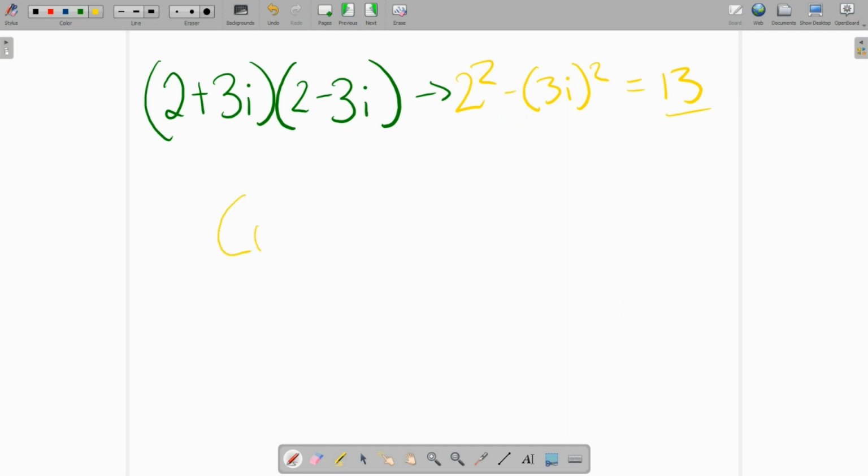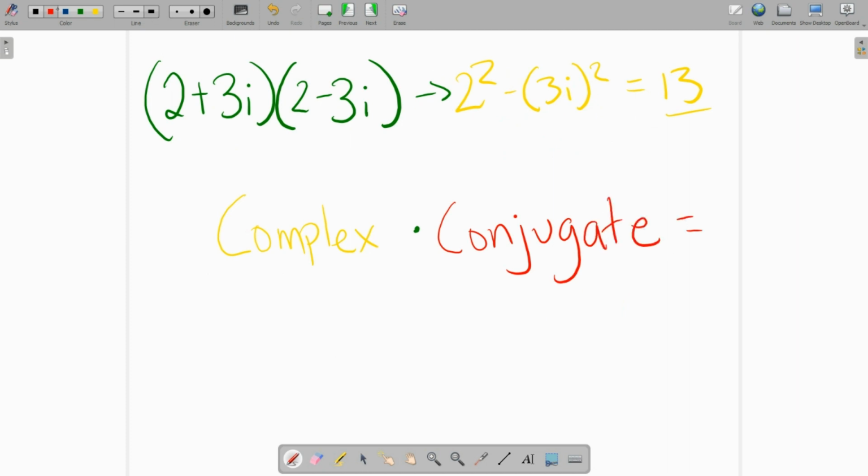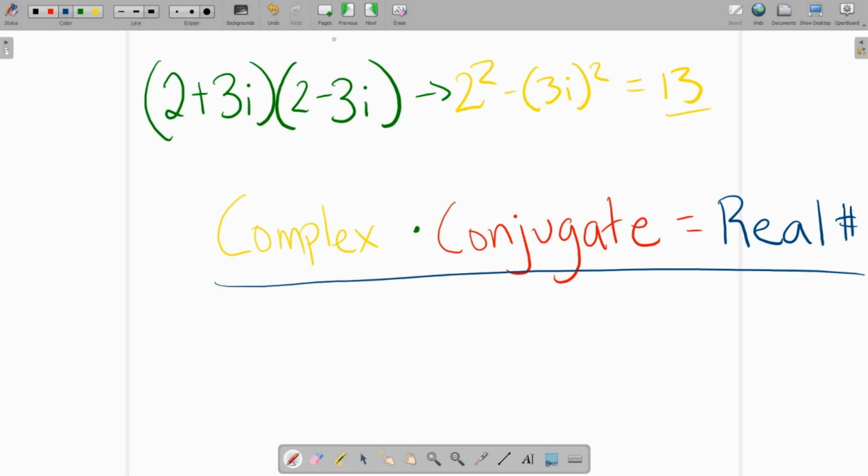So a complex number multiplied with its conjugate is always equal to a real number. This is very important to remember.